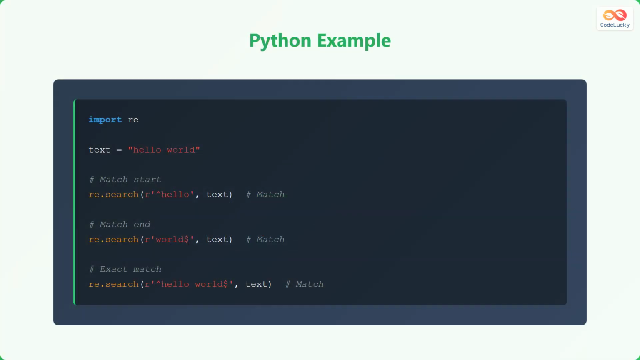Let's take a look at a Python code example. First, import the regular expression module. Define a text variable with the value "hello world". Then use the re.search function with raw string r"^hello" to match the start of the string. This will match. Then use the re.search function with raw string r"world$" to match the end of the string. This will match. Finally, use the re.search function with raw string r"^hello world$" to match the exact string. This will match.